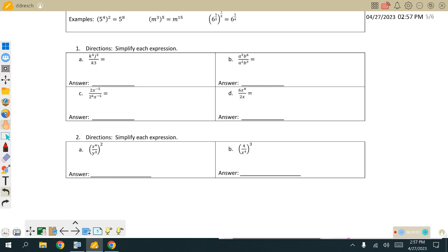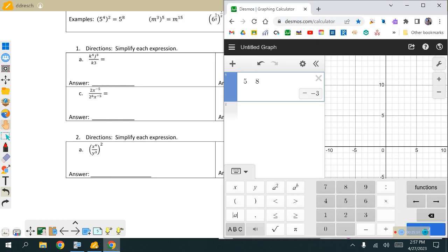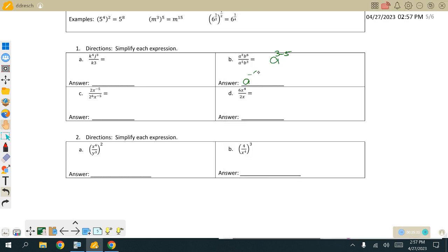On number 1B. Okay, on 1B, I get A's and B's. Let's go with those A's first. Top minus the bottom. 3 minus 5. This is where your calculators are buddy. 3 minus 5 we know is a 2, but the question is, it is a negative 2. That's where those mistakes keep happening. Let's make sure they don't. For the B's, top minus the bottom. 6 minus 3.